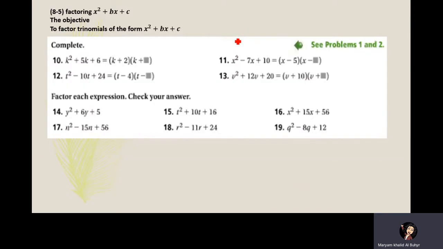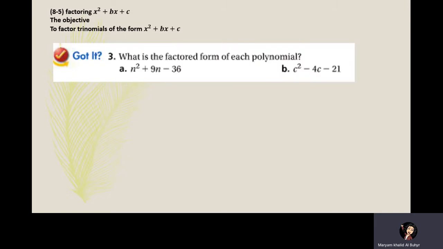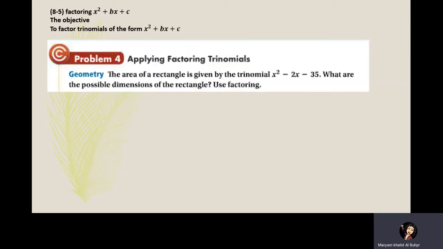We finished the first three problems and stopped at the fourth problem, so let's start working on it. Here they tell you the area of a rectangle is given by this trinomial. What are the possible dimensions of the rectangle? Use factoring. The dimensions are the length of this side and the length of this side, so once you multiply them you will get this trinomial. That means you need to factor it.